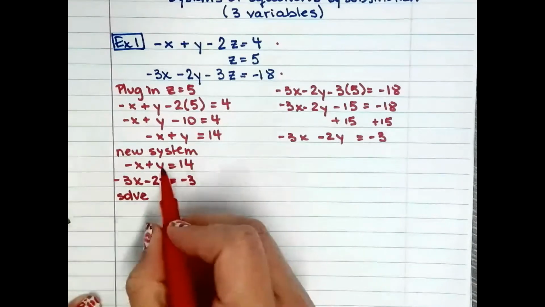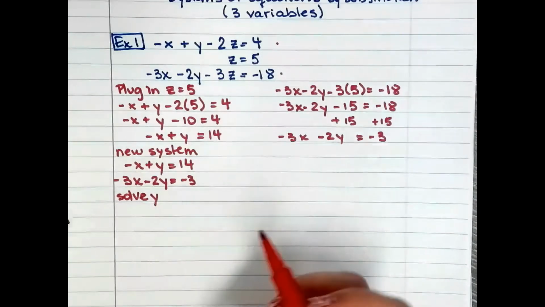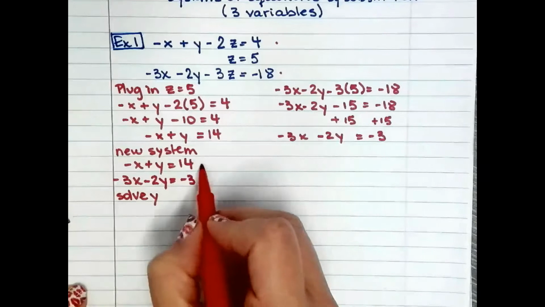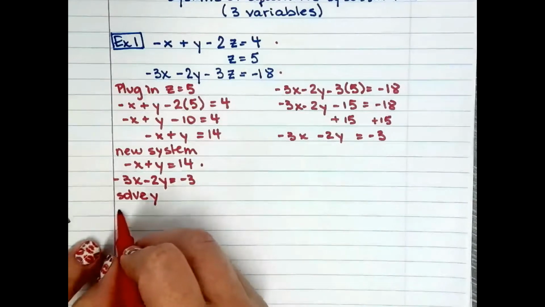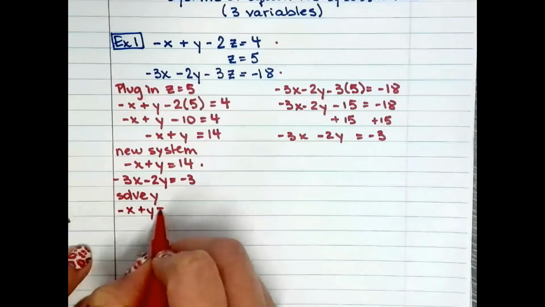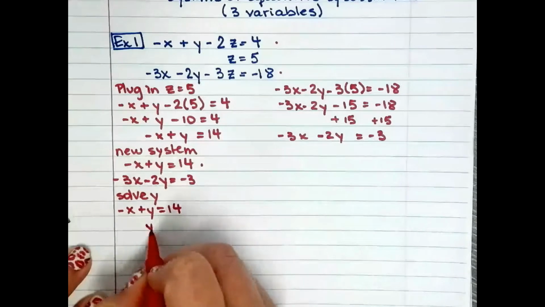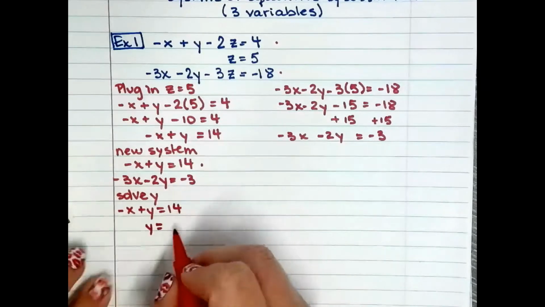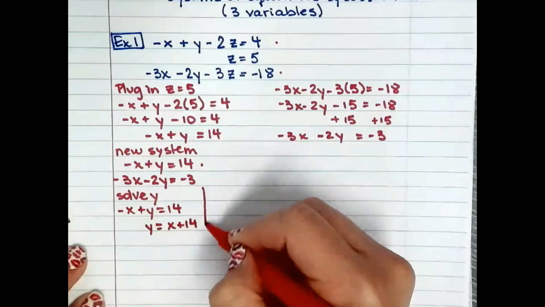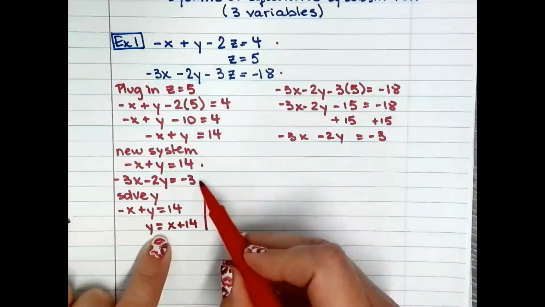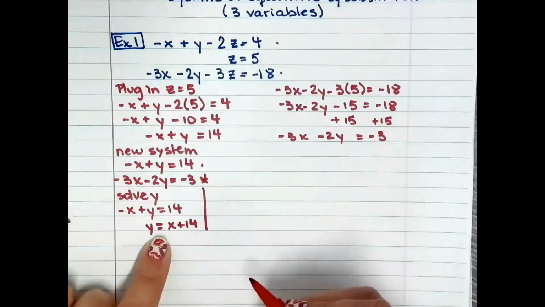I'm going to solve for a variable. I will solve for y, just because you could have solved for x for all I care. It doesn't matter. So I'm going to solve for y in this function right here. I have negative x plus y is 14, so I'm going to add x to both sides, isolating y. Step 2, I'm going to plug that into the other function and solve for x.